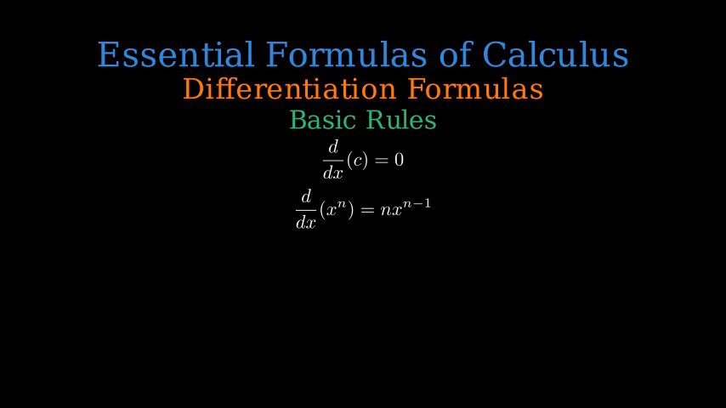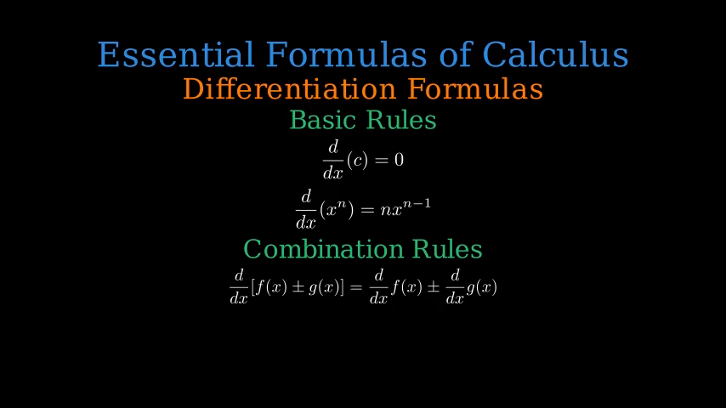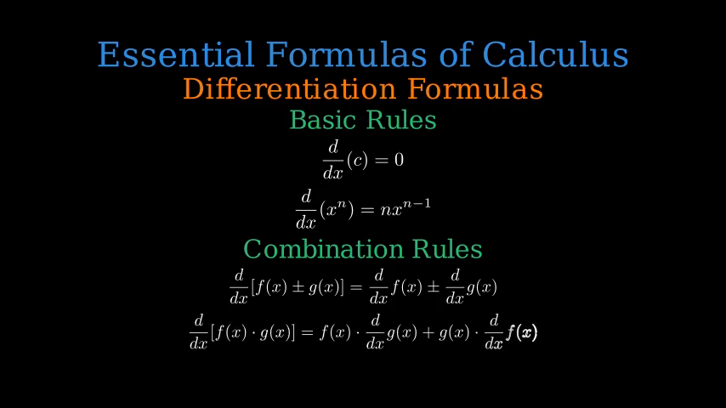Next, we have the rules for differentiating combinations of functions. The sum rule states that the derivative of a sum is the sum of the derivatives. The product rule is used when differentiating the product of two functions. And the quotient rule is used when differentiating the quotient of two functions.